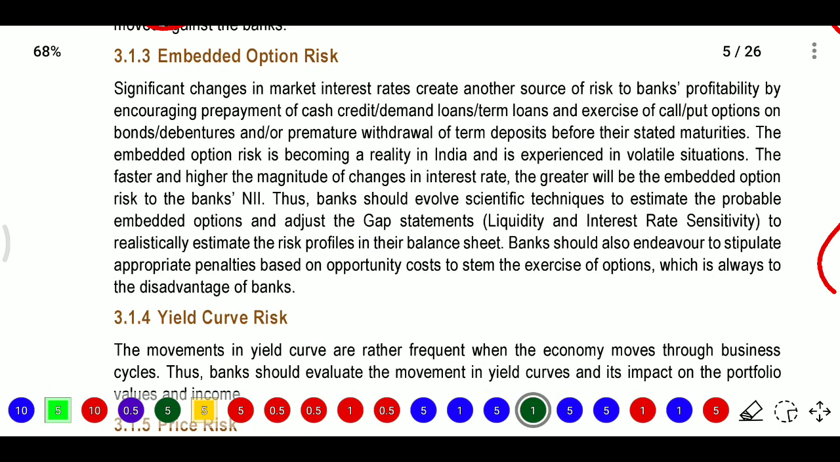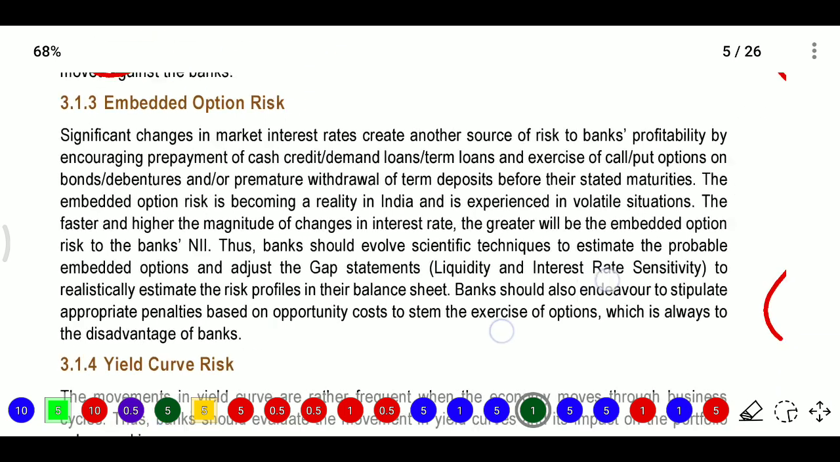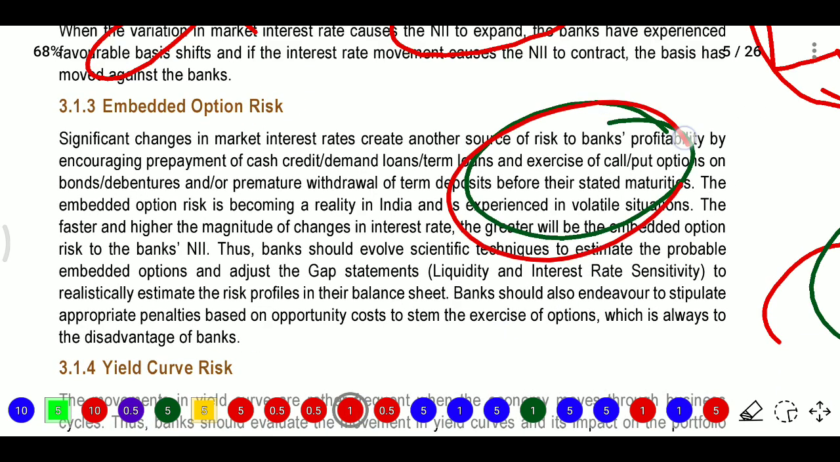Here significant changes in market interest rates create another source of risk to bank profitability by encouraging prepayment of cash credit or demand loans or term loans and exercise of call or put options on bonds or debentures and premature withdrawals of term deposits before the stated maturities. Here, the embedded option risk is becoming a reality in India and is experienced in volatile situations. So, the faster and higher the magnitude of changes, the greater will be the embedded option risk of the bank. So NII, net interest income, will be considered here also.